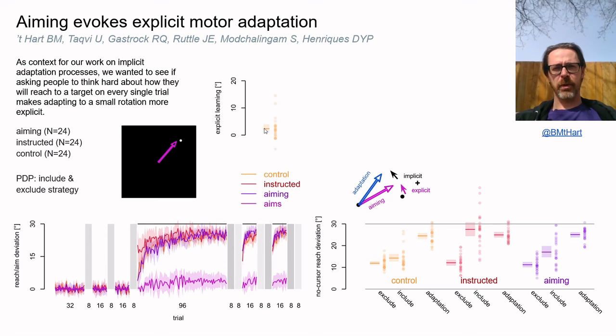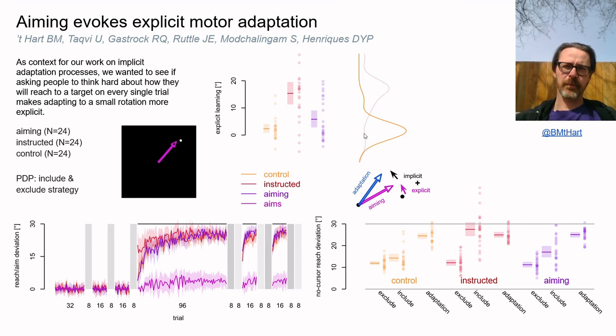For the control group, we see that they're very close to 0. For the instructed group, they are around 16 degrees of explicit learning, and the aiming group is kind of in between, and not much higher than the control group actually. But now we take a better look at the distributions within the group. For the control group, almost all participants are very close to 0, that is, they learn implicitly. For the instructed group, the distribution is a bit wider, but there is one clear peak at around 15, 16 degrees, which shows that they have a strategy.